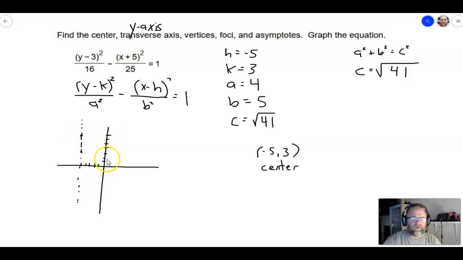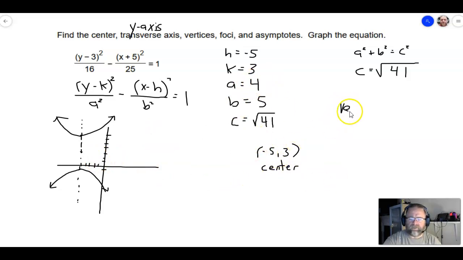And we're going to go down 4 units. So we're going to end up here at -1. And then this thing is going to open something like this. We're not exactly sure of the shape of the bowl until we do a little bit more work. But it's going to look something like this so far. All right, so for our vertices, all we're doing is adding and subtracting 4 from the y value of our center.